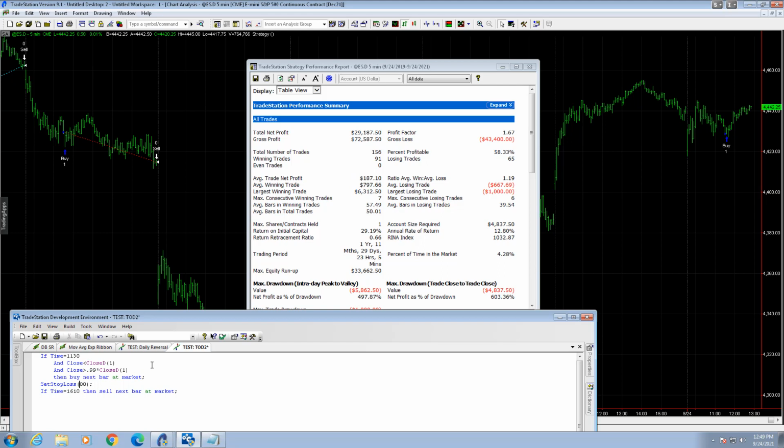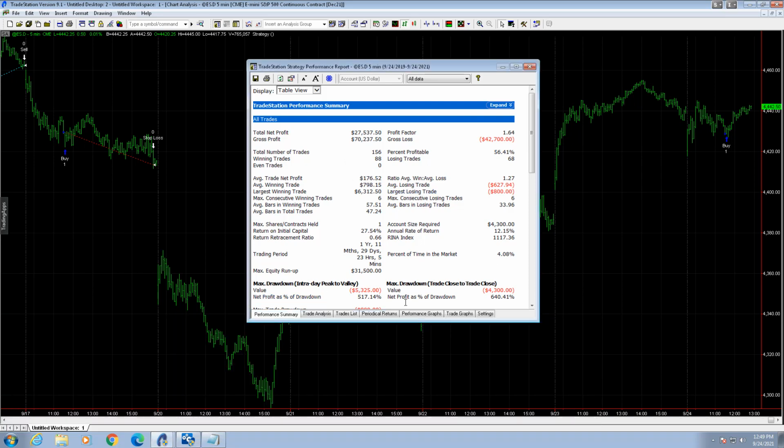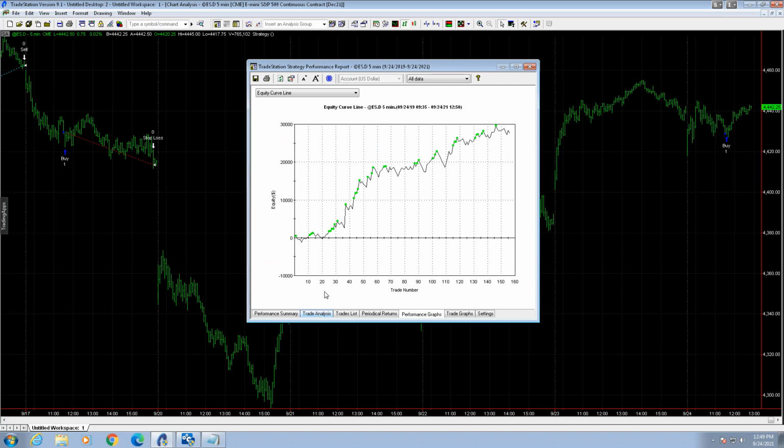What if we say 800? Let's just try 800. 640 and 176. So you increase the net profit as a percentage of drawdown. Your average trade profit goes down a little bit more. That's a huge average trade profit, by the way, for a day trade strategy. So now we've developed a pretty good strategy using a simple pattern over the last 2 years.